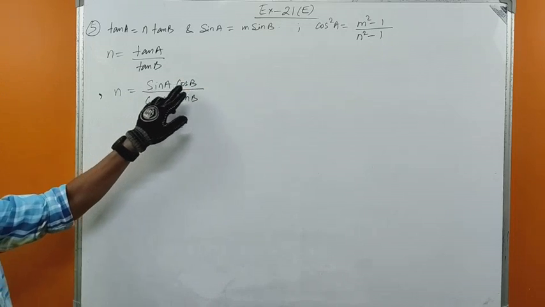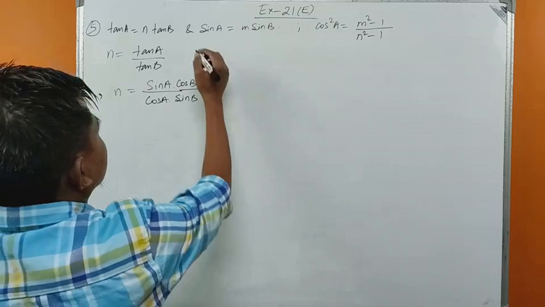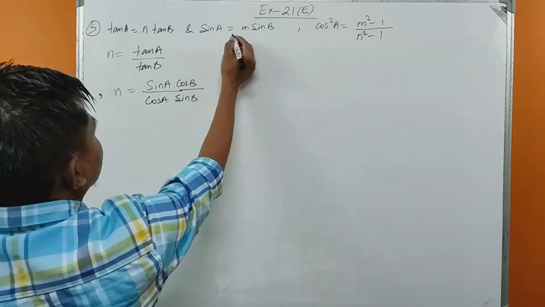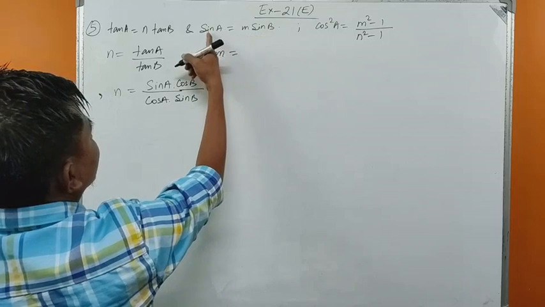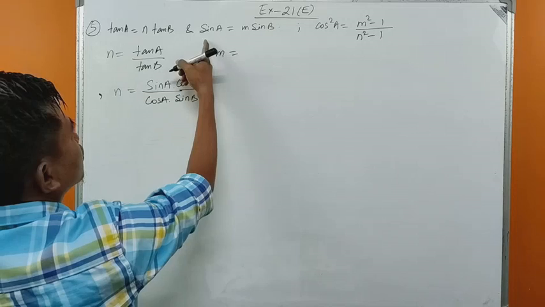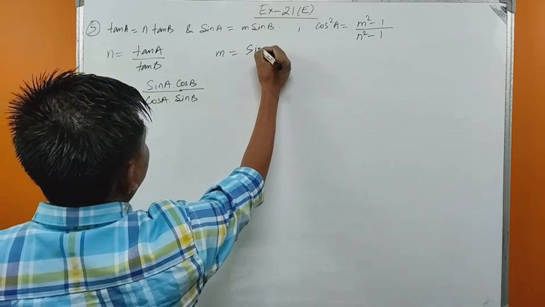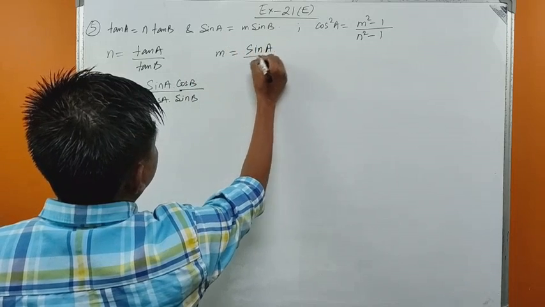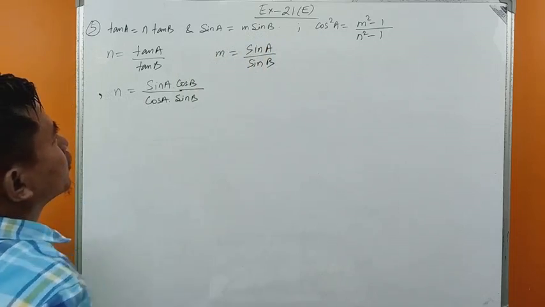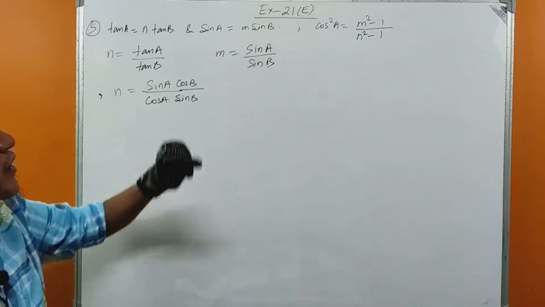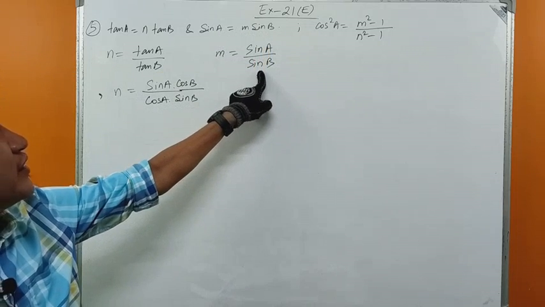So n equals sin A into cos B upon cos A into sin B. Here we have sin A equals m sin B. That means m equals sin A, and this sin B goes down to the denominator by cross multiplication. So m equals sin A upon sin B. I hope you are getting me. So we have n equals this and m equals this, isn't it?